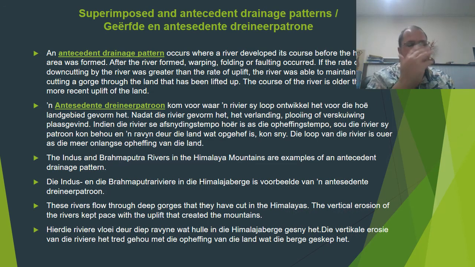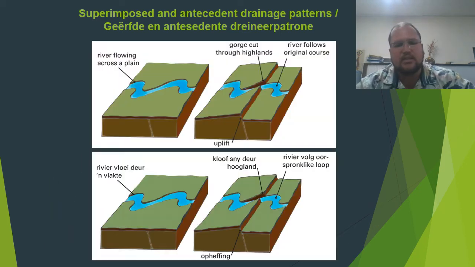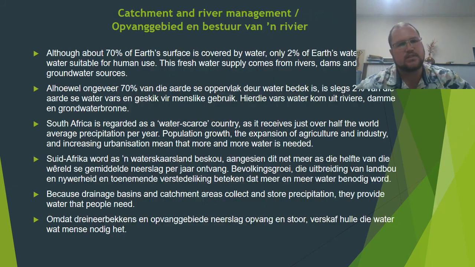Then we get descended drainage patterns. This occurs when a river develops its course before the high-lying area was formed. After the river formed, warping, folding, and faulting occurred, and the rate of the down cutting by the river was greater than the rate of the uplift. So what they're saying is, at a fault line or somewhere, the Earth's surface started lifting up, but it was lifting up slower than the river could cut into it. That's what created this type of river. So in this type of river, the river's erosion is faster than the upliftment of the Earth's surface.